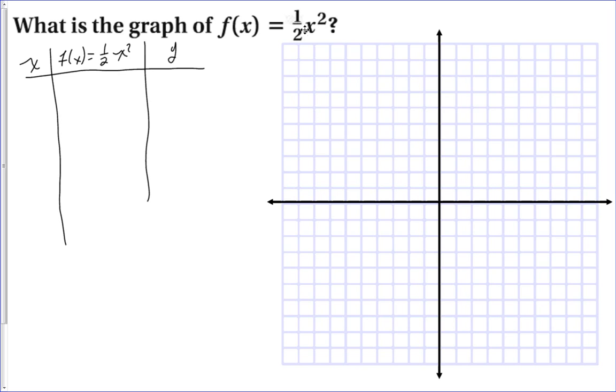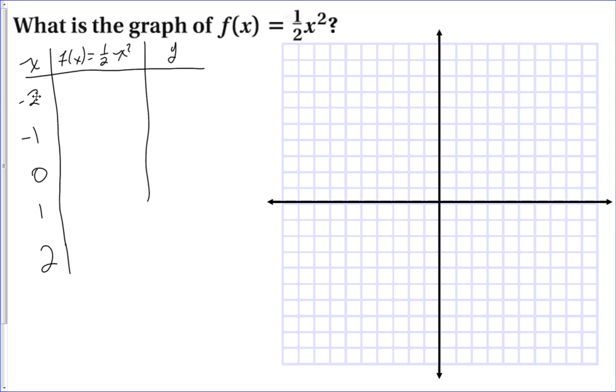All right. Now, since we've gone over transformations a little bit before, we know that this graph has not moved left, right, up, or down because there's no addition or subtraction in here. So we know that 0 is going to be in the middle because we know the vertex of the parent function is (0, 0). So let's go negative 2, negative 1, 0, 1, and 2. Let's plug in these values.